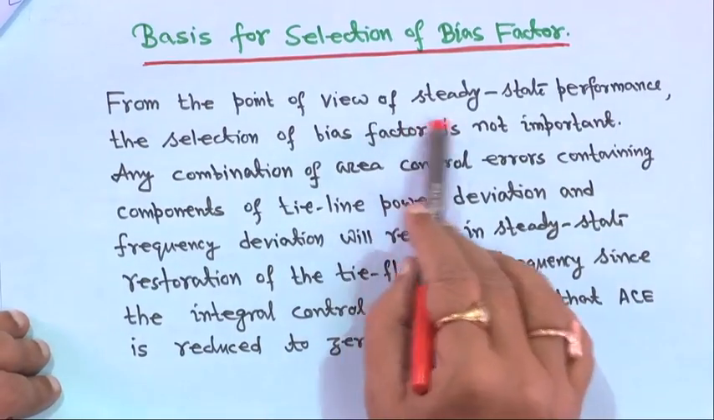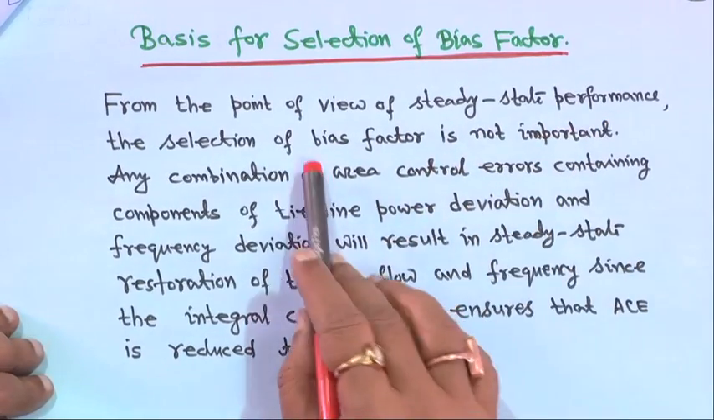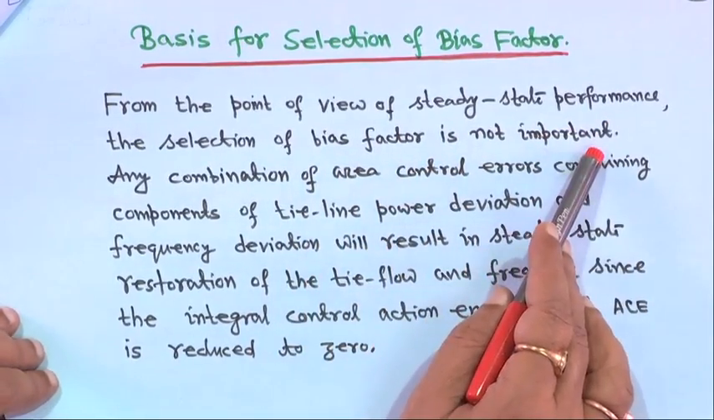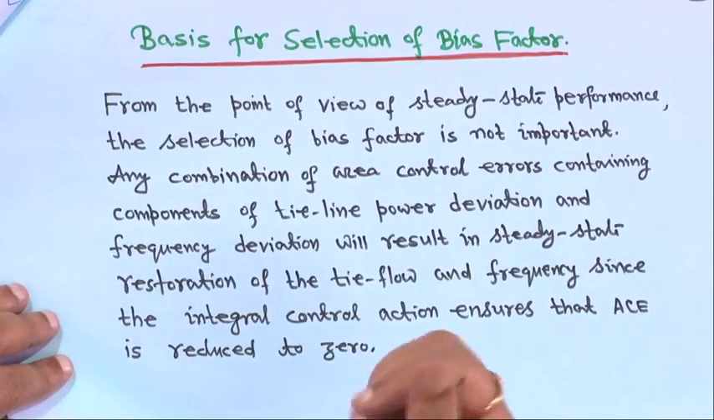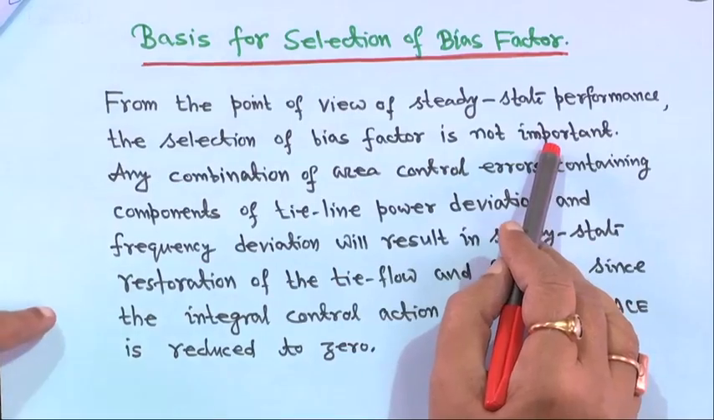Now next is the basis for selection of bias factor. From the point of view of steady state performance, the selection of bias factor is not important, right. As far as steady state performance is concerned, the bias factor is not that important.